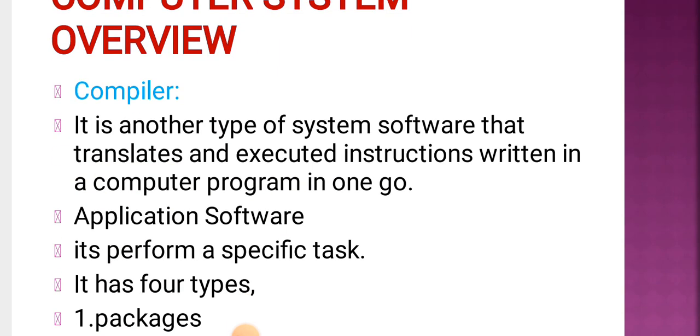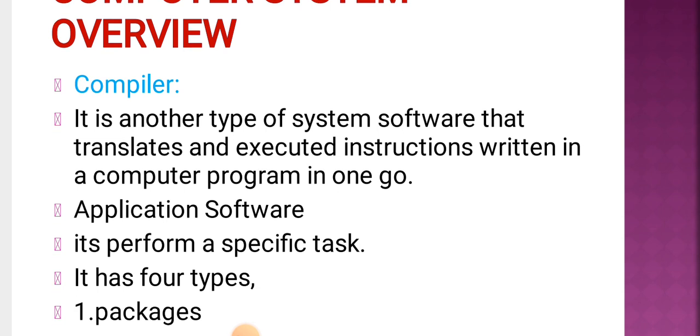Next one, compiler. It is another type of system software that translates and executes instructions written in a computer program in one go. An interpreter converts line by line, right? But the compiler is also a system software, and it is a one-go method. It will read all the lines and then do the translation process. So this is the difference between interpreter and compiler. As for efficiency, only the interpreter is the efficient one.